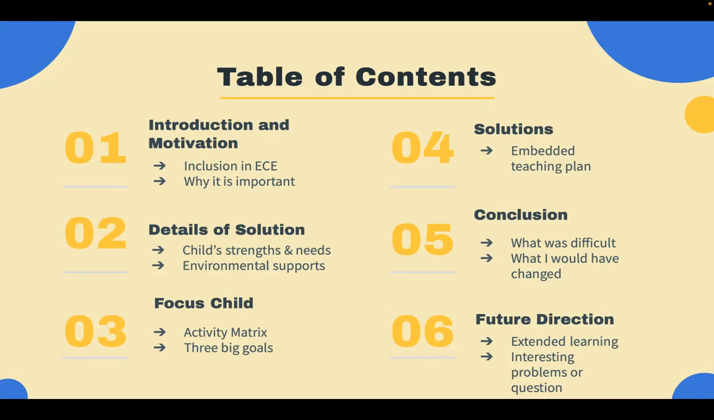Then we're going to move on to talk more specifically about my focus child, my activities matrix, and our three big goals. Next, we're going to look at my solutions, specifically embedding my teaching plan. And then we're going to talk about my conclusion, what was difficult, and what I would have changed. And then we're going to end with future direction, just extended learning, and then interesting problems or questions.